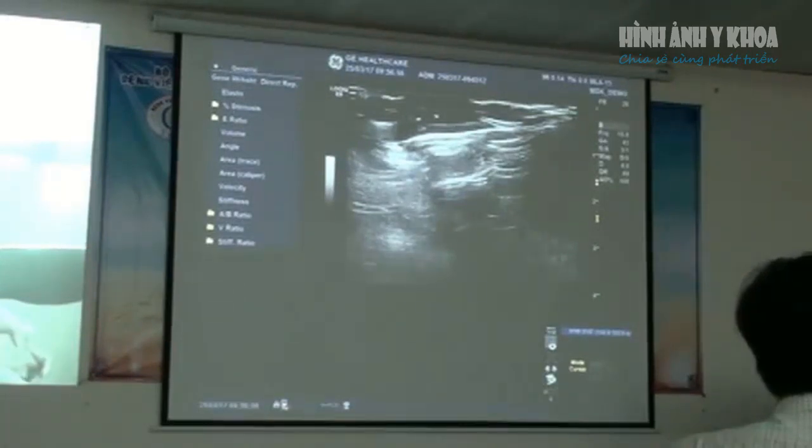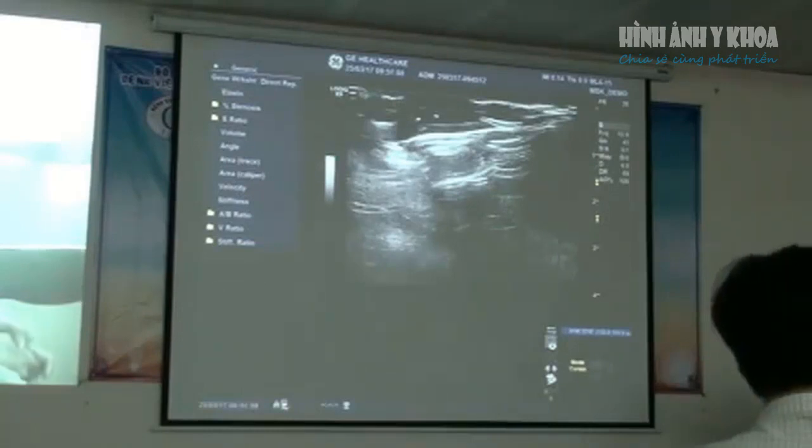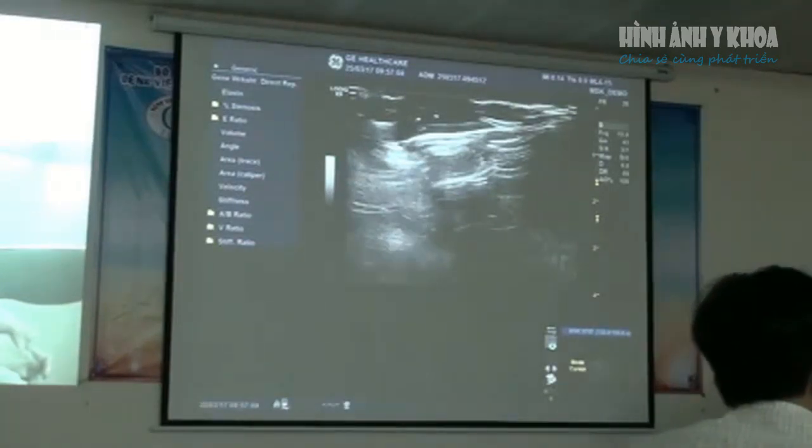And when I'm scanning shoulders, I will either use native imaging or harmonic imaging. Just depends on what looks better for a particular patient.